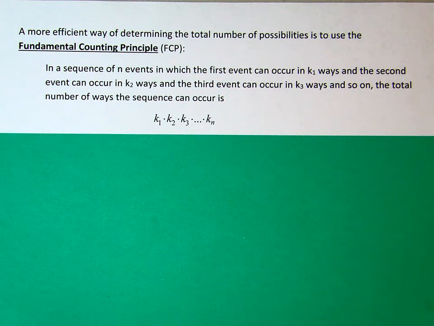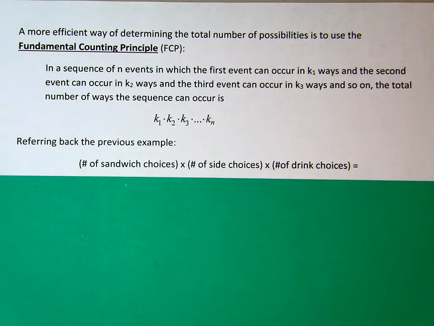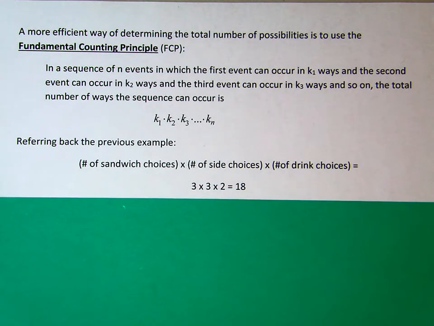So relating it back to the previous example, we have three events. The first event is choosing the sandwich. The second event is choosing the side. The third event is choosing the drink. So we have a k1, k2, k3. So we had three choices for the sandwich, three choices for the side, and two choices for the drink. That 3 times 3 times 2 gets us to the 18. So it's a significantly more efficient way of getting that number 18. The drawback is that we don't know what each of those individual combinations are. And for most problems that we do at this level, we really don't care.